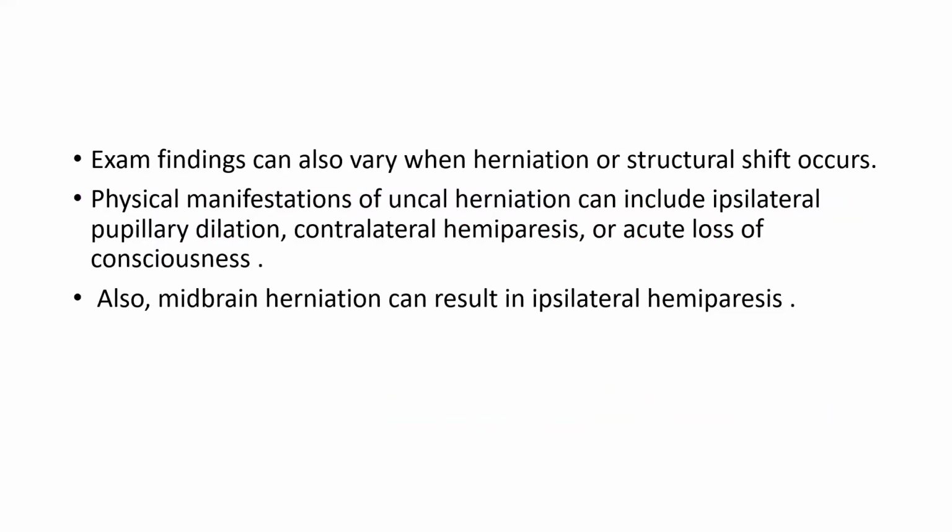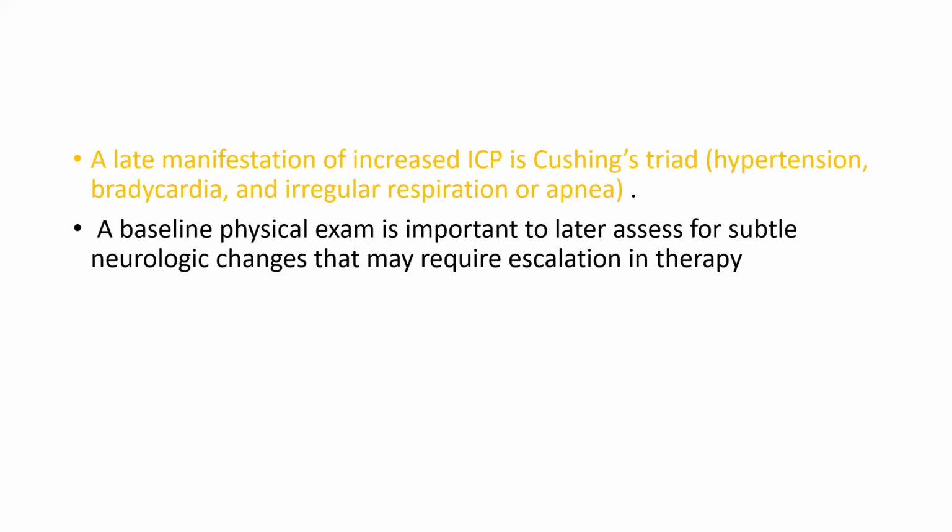Exam findings can also vary when herniation and structural shift occur. Physical manifestations of uncal herniation can include ipsilateral pupillary dilatation, contralateral hemiparesis, or acute loss of consciousness. Also, midbrain herniation can result in ipsilateral hemiparesis. The late manifestation of increased ICP is Cushing's triad, which includes hypertension, bradycardia, and irregular respiration or apnea.